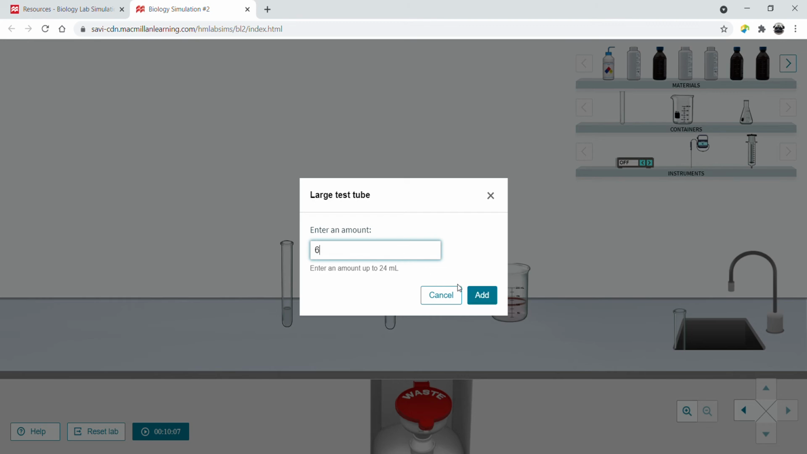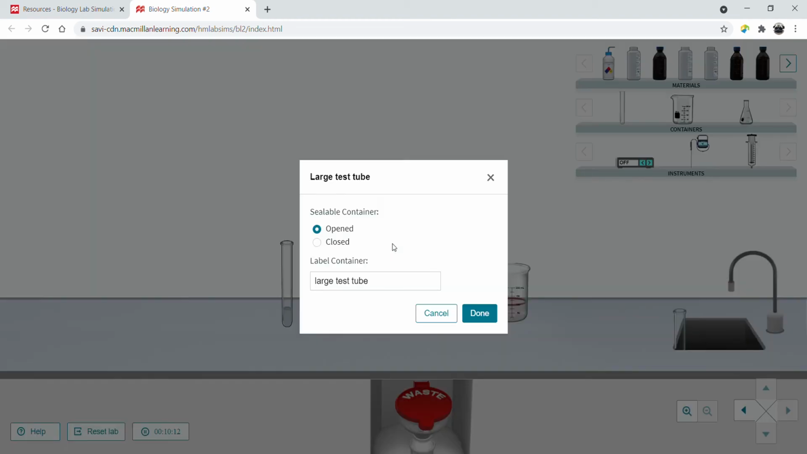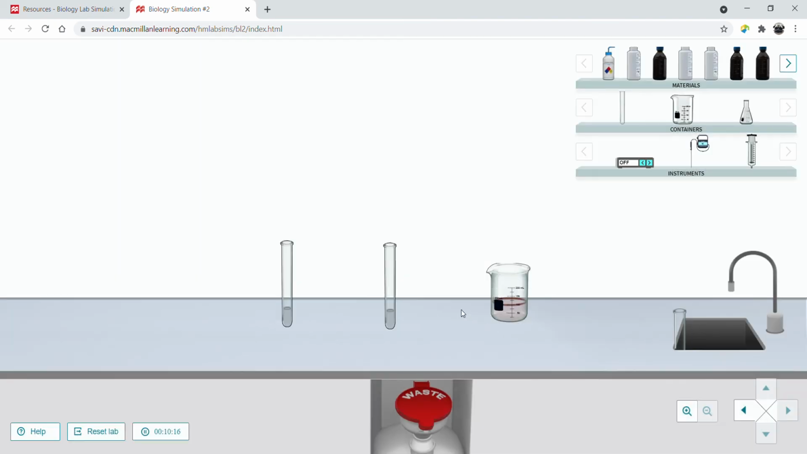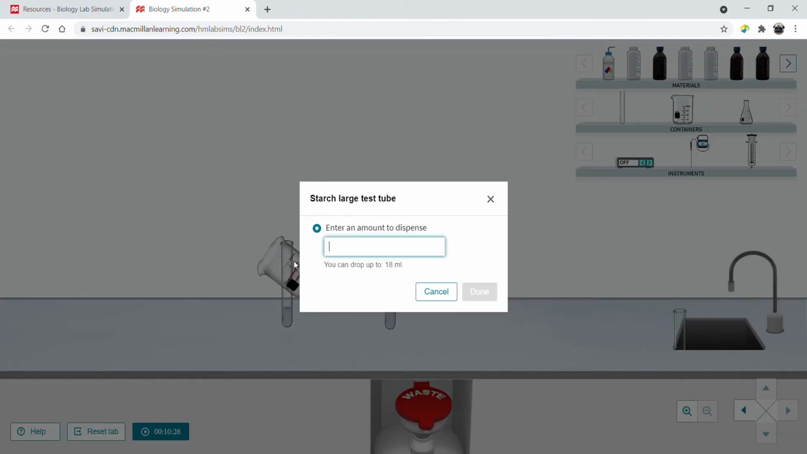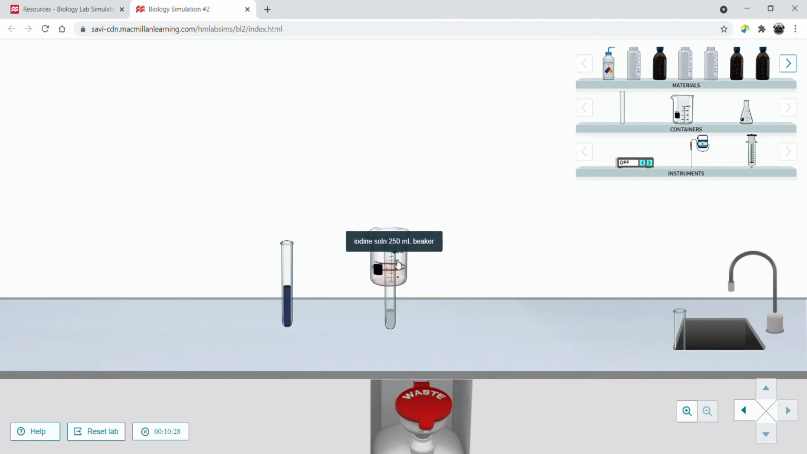Oops, got ahead of myself. And record that color in table 2. This is water. Great. Now I don't see a dropper up here, so I think it just has you put in, okay. So here's the starch, and we're going to add 6 mLs. Oh, okay. And then 6 mLs.